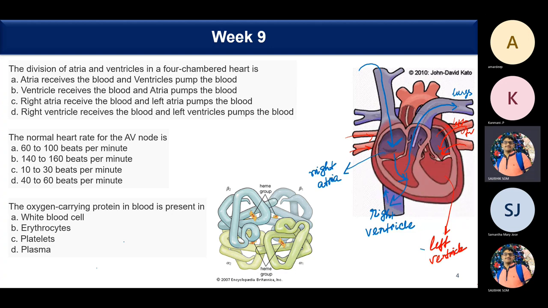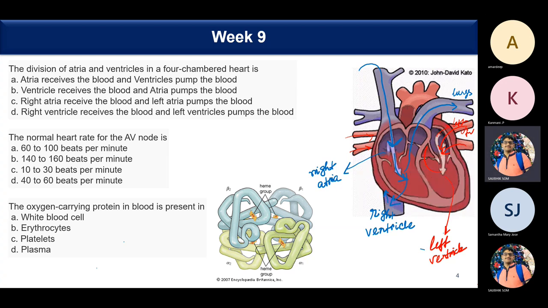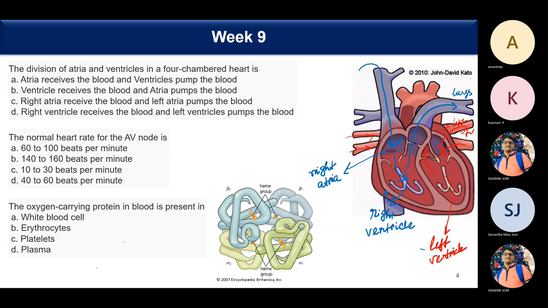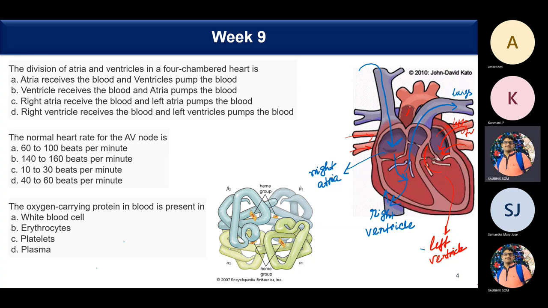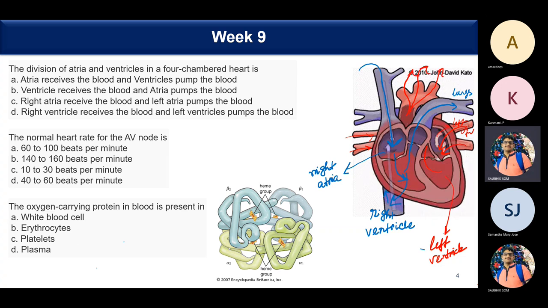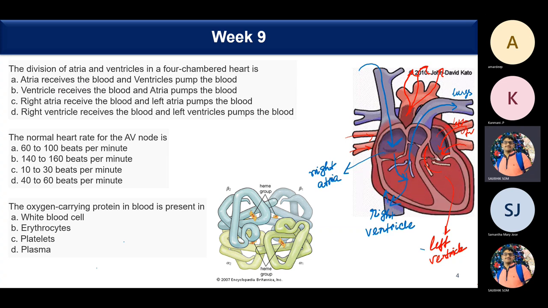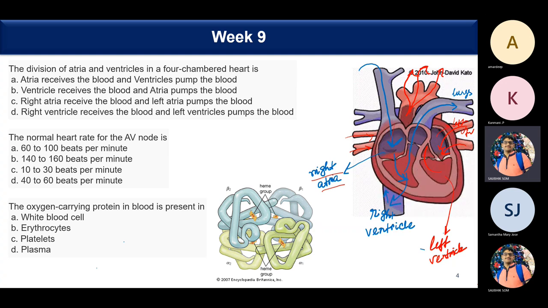So now from the left atria, the blood is pumped to the left ventricle, and then it's going through the arteries, going to the different places, the oxygenated blood, correct? So now what is my question? The atria receives the blood and the ventricles, yes. See, even if you right atria or left atria, atria is always receiving the blood, correct? See, this is the deoxygenated blood, this is the oxygenated blood.